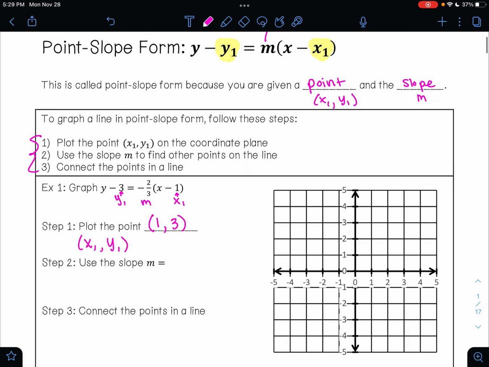Now again, I'm getting this right from my equation. x1 always comes first, y1 always comes second, and that's because our ordered pairs are of the form x comma y. I had to change the sign. This one was negative, and I had to change the sign because there's a negative in the formula. y1 here is negative 3. I have to change that to a positive 3 because of this negative in the formula. So you always change the sign. I'm going to plot that point. 1, 3 is this point right here.